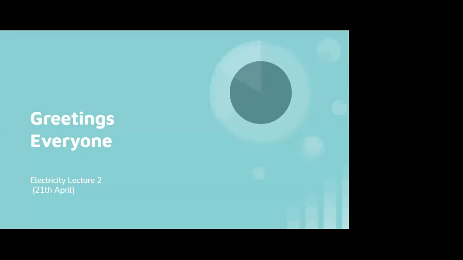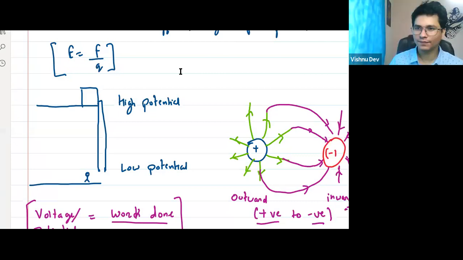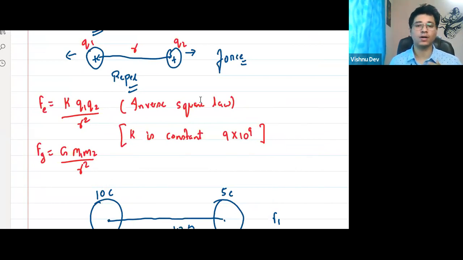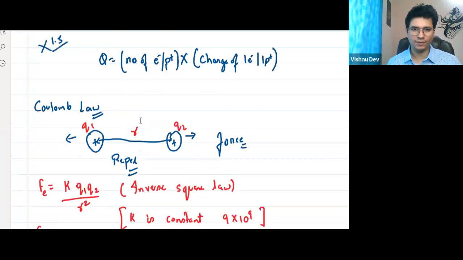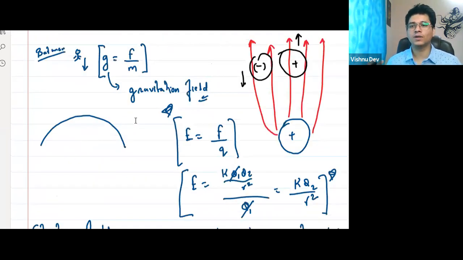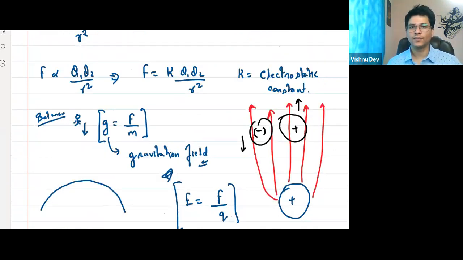So let's see what we have studied in the last class, right? I guess all of you remember. We studied about electrostatic force. We talked about Coulomb's law, which is the force between two charges. Then we talked about electric field. What is electric field? What's the direction of electric field? Yes or no, right? Who will tell me?